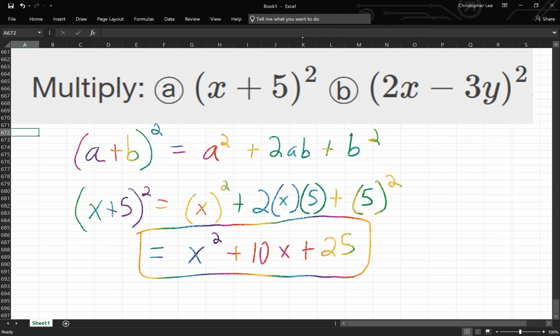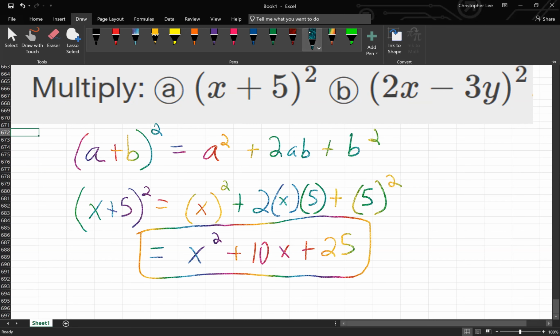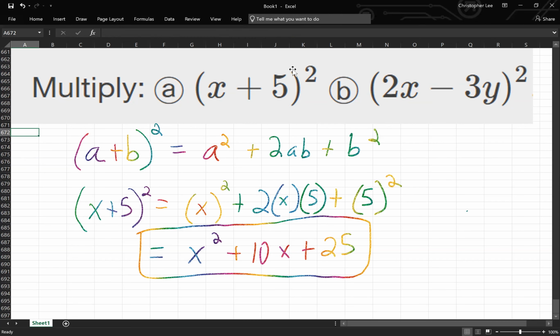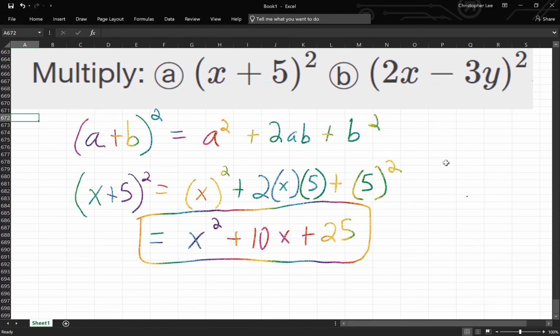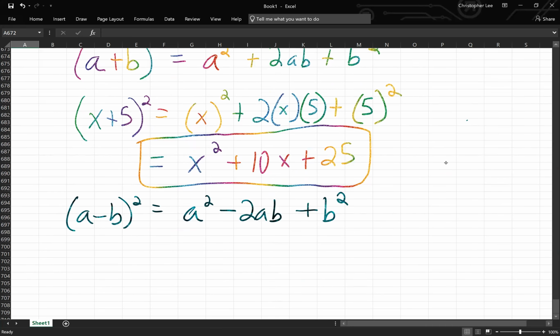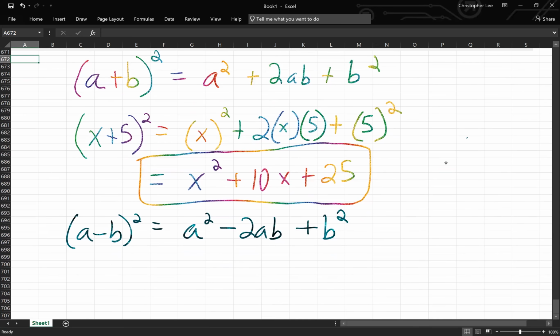Questions on that? No questions? All right. Look at that next one real quick. So I know that a minus b squared is equal to a squared minus 2ab plus b squared, right? In my case, what do I have? I have 2x minus 3y. So I have 2x minus 3y squared, right?